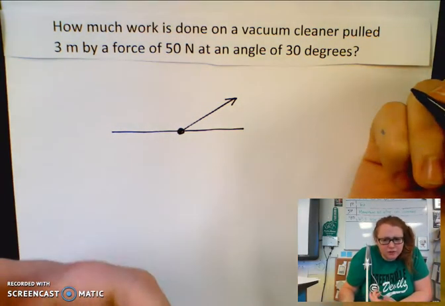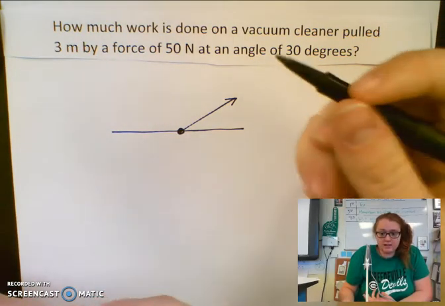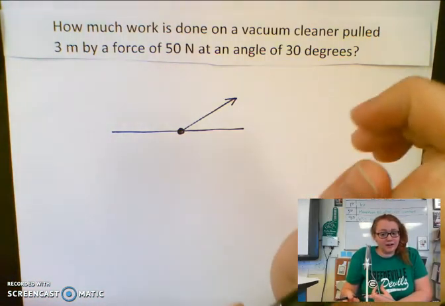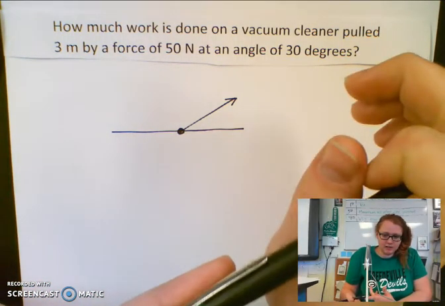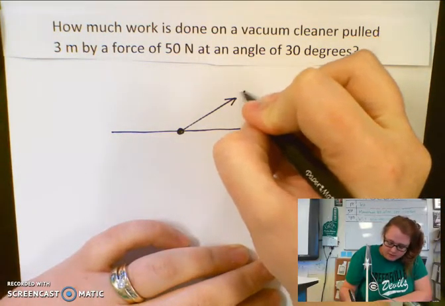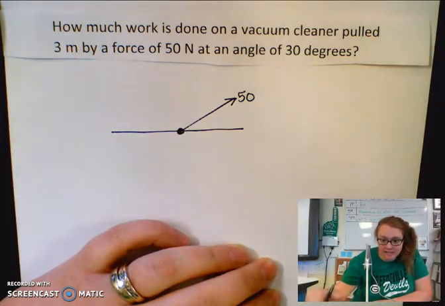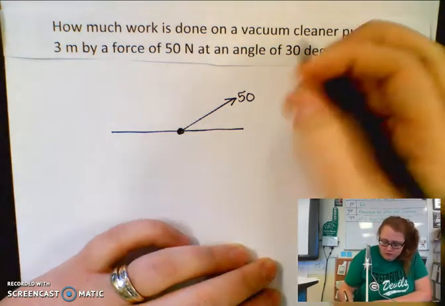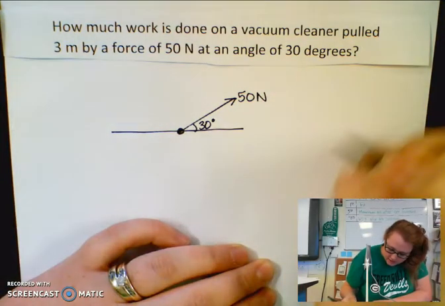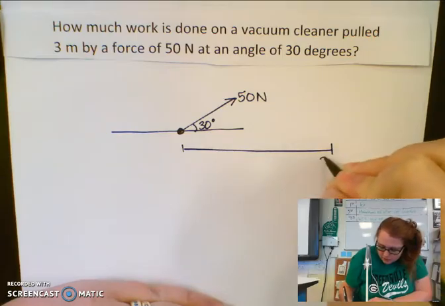Now this is an external force. When we're dealing with work, we're talking about external forces, not forces that deal with storage systems like gravity, a force that's always there, and we'll talk about that a little later. So this external force is an object coming in and pulling on your system. So it's 50 newtons, this is 30 degrees, and we move a distance of 3 meters.